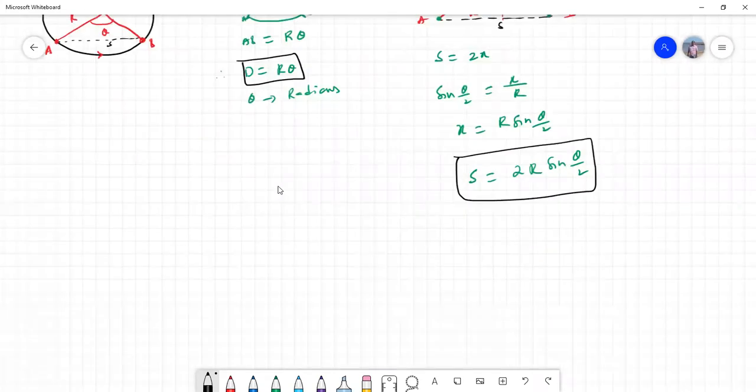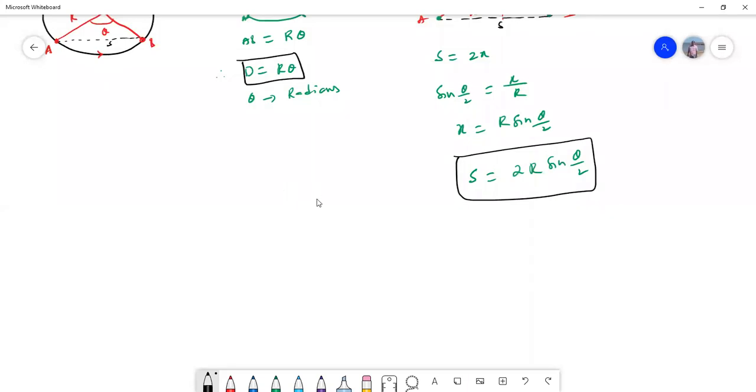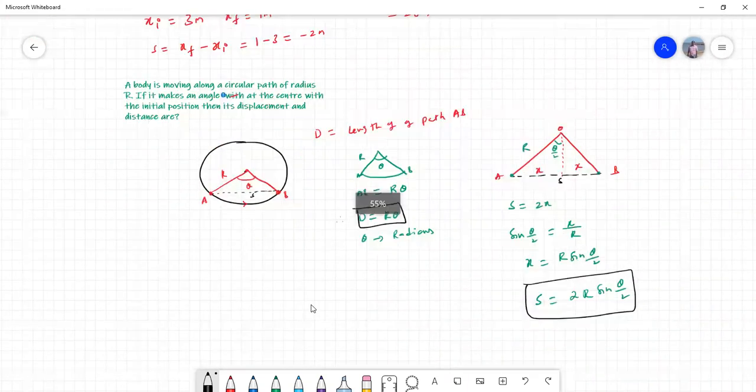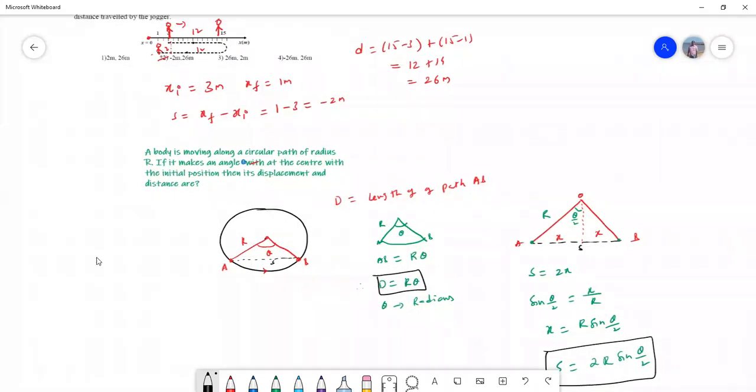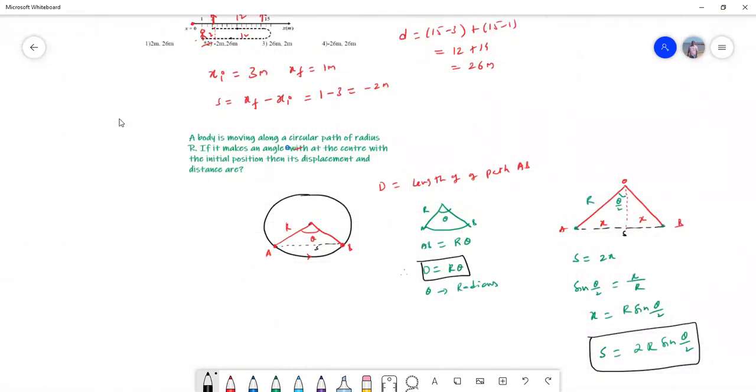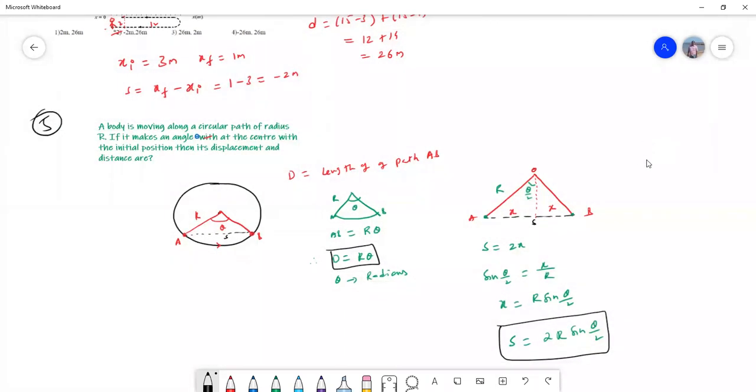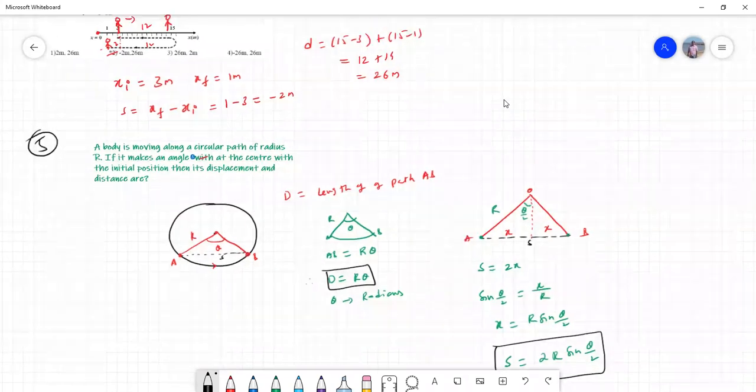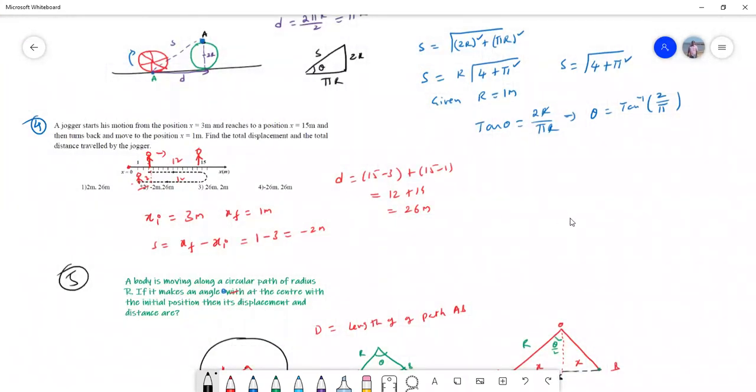There are different varieties in which you can be asked. I think this was problem number 5. So with these 5 examples, I tried to explain how to find distance and displacement for different cases.